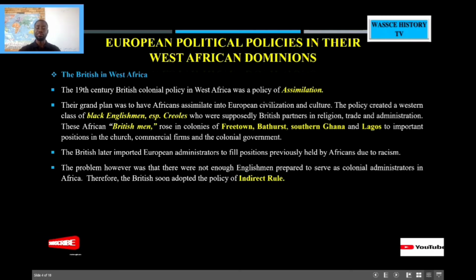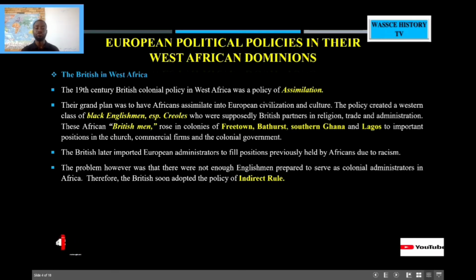They decided to give it to the Europeans. But these Europeans were also not willing to come to West Africa because of the nature of the climate, all right? They were not willing to come. And so there was a problem of the shortage of personnel for the British colonial administration. And therefore, they adopted a policy known as the indirect rule.